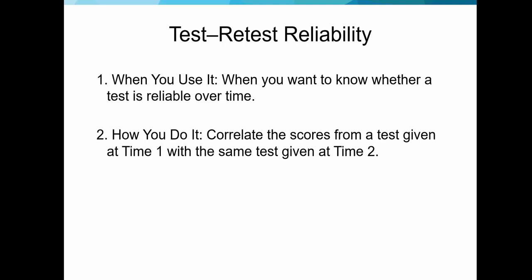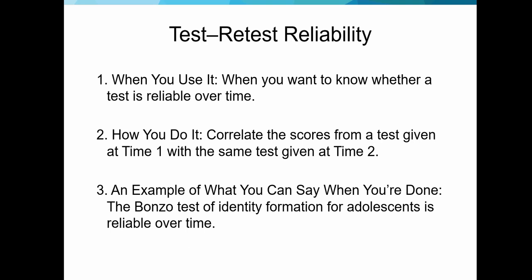That's the most basic one. So think of a pre-test, post-test, kind of like we had in one of the articles from the last module for homework. If we establish test-retest reliability, an example of what we can say is the Bonzo test of identity formation for adolescents is reliable over time. That's an example of what we can say once we have established that what we're using is consistent over time.